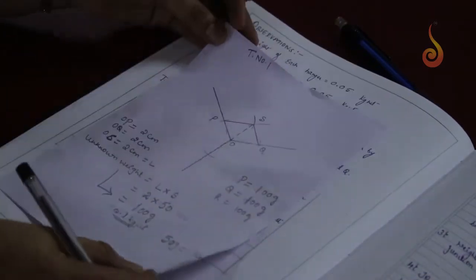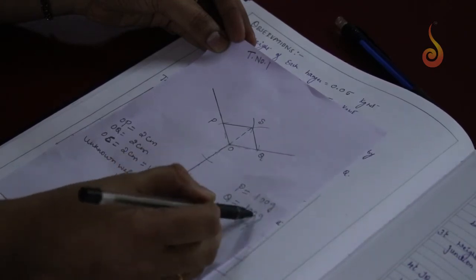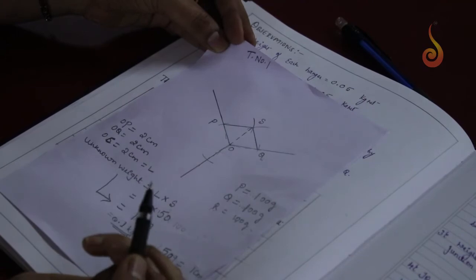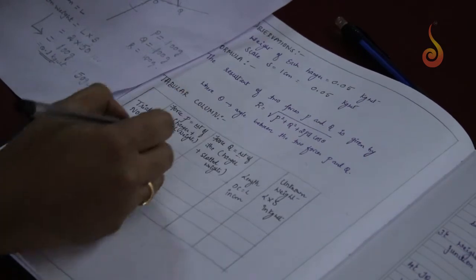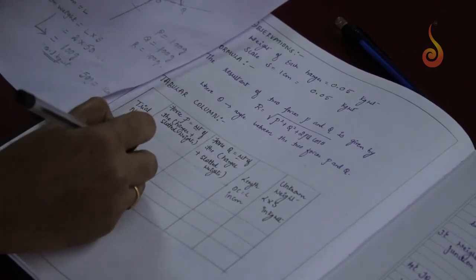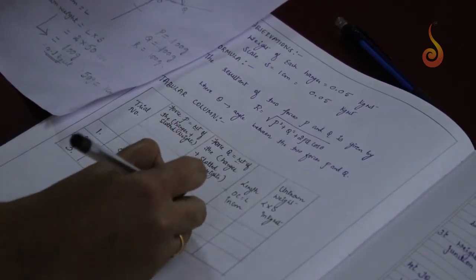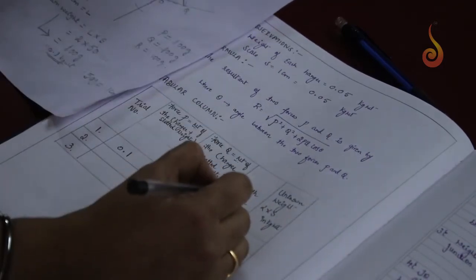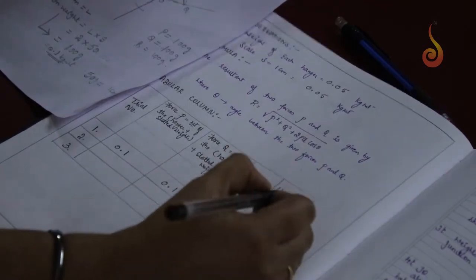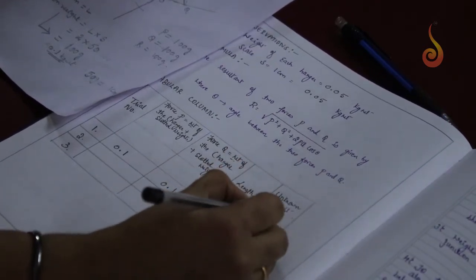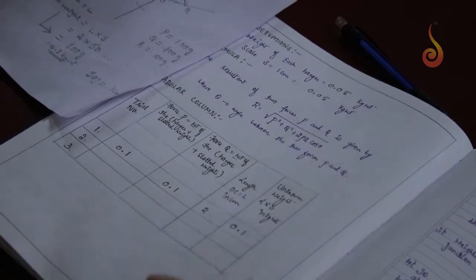Let us write the tabular column. In the first trial, we have considered all these 3 forces are equal. P is 100 gram, Q is equal to 100 grams and R is also equal to 100 gram. Let us write it in the tabular column. So, in the first trial, force P is equal to 0.1 kg weight. Then force Q is equal to 0.1 kg weight, and length of the diagonal of the parallelogram is equal to 2 centimeter. Then unknown weight L into S, that means 2 into 0.05, that is equal to 0.1 kg weight.